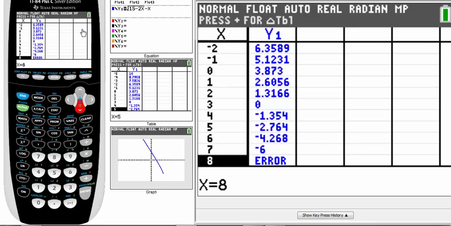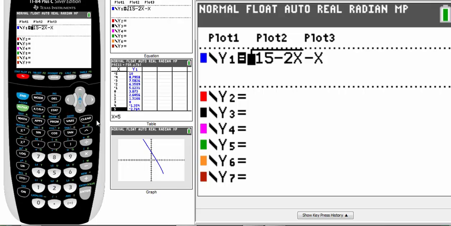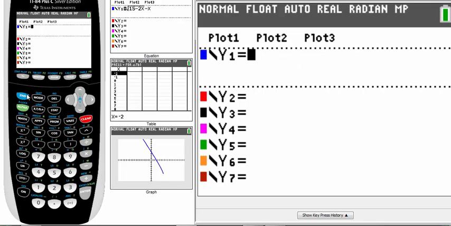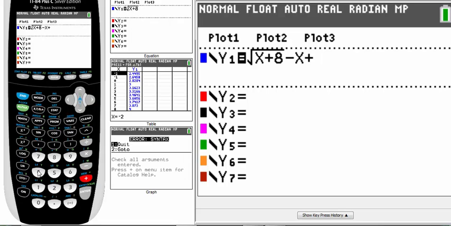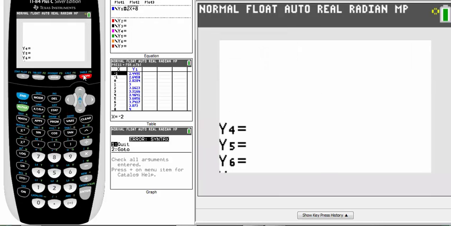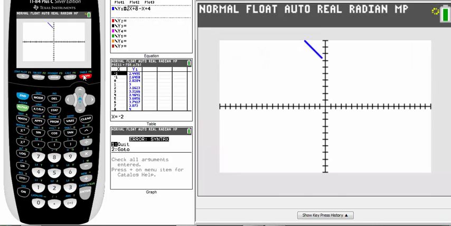Pop open your calculator, go to the y equal button, and remember, if you already have something in there, you want to make sure you clear it out. And here I'll have the square root of x plus 8. Make sure you get out from underneath that radical sign before you go minus x plus 4 and graph this. Now we might have to change our viewing window. Let's see what pops up here.